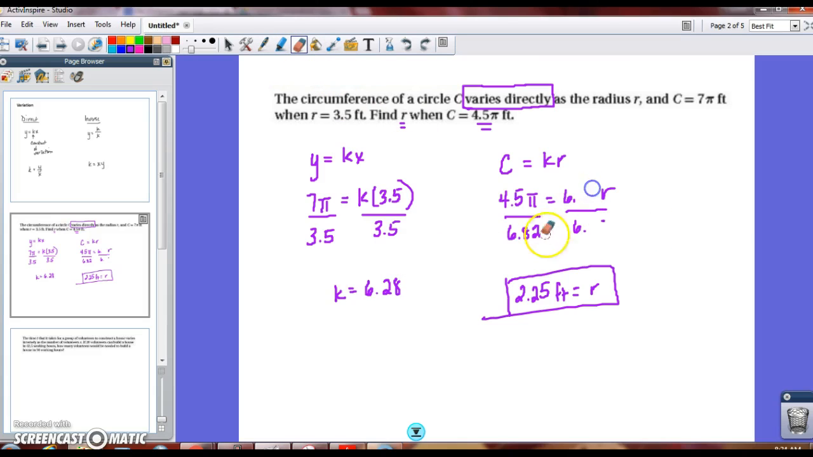Okay, so that's how you would go about solving a direct variation problem. Very straightforward. With all of these problems, the first thing you're going to do is find that k value. Find k first and then plug that in to find your missing variable.